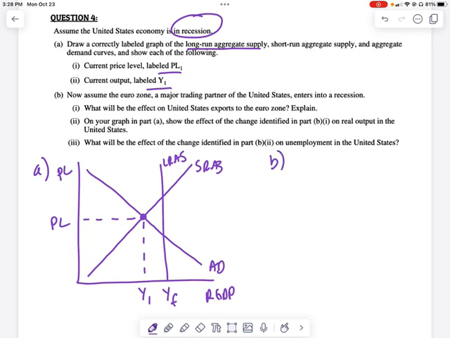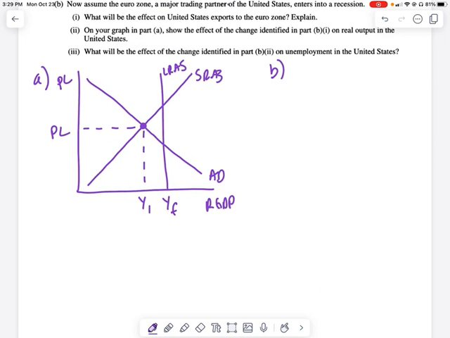Now in part B, it says, now assume the Eurozone, a major trading partner of the United States, enters a recession. Oh boy, okay. If they're in a recession, that means people are unemployed. It means some businesses have closed. It means people are spending less money. And all of those things combined mean that European countries that use the Eurozone are certainly not going to be importing goods at the same rate from the United States as they were before. So unfortunately, the recession in the US is about to get worse.